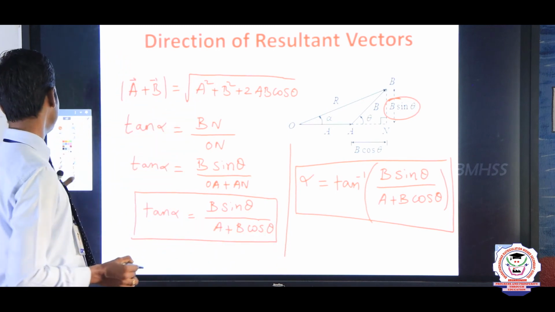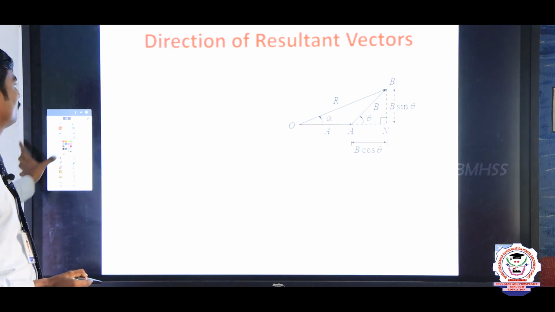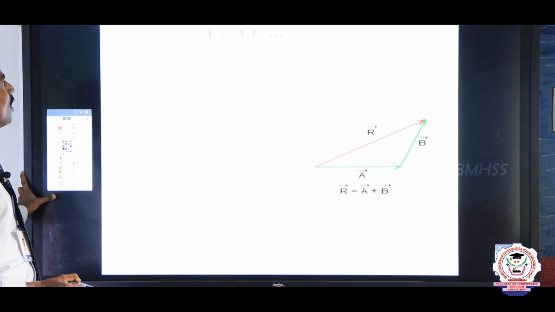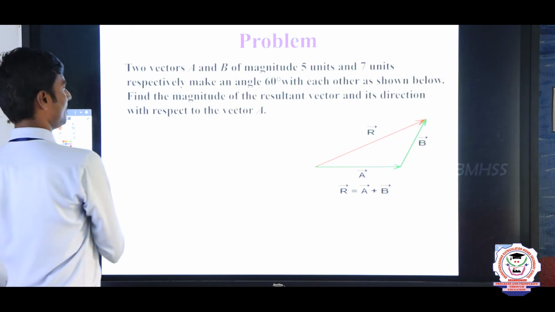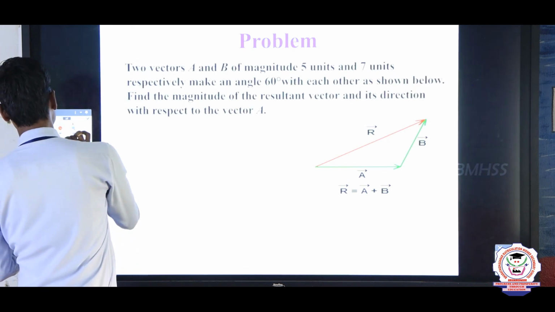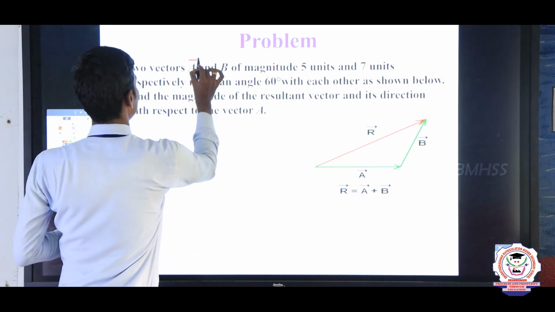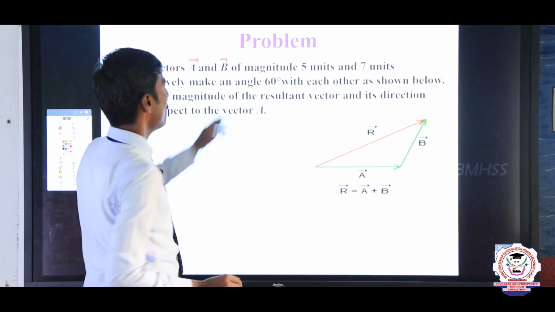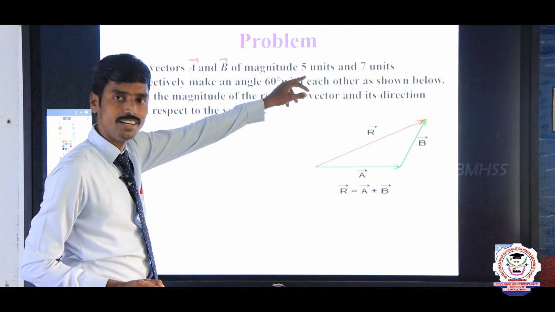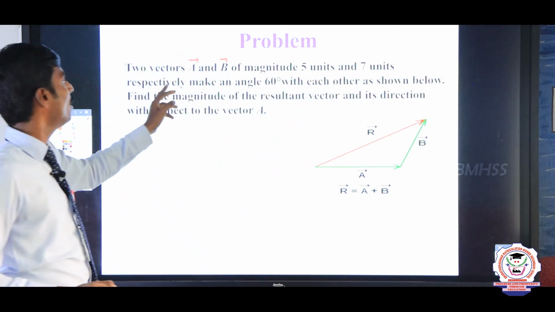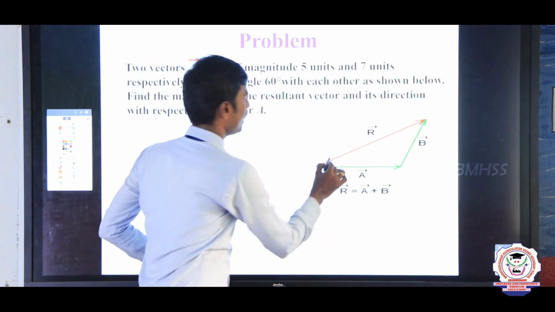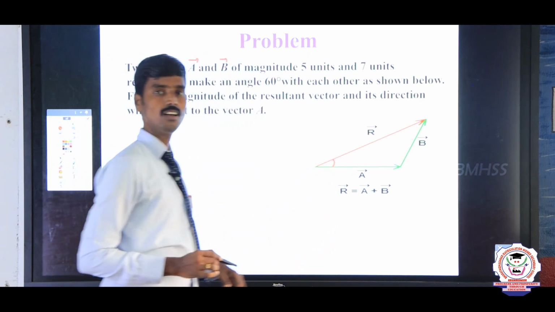Okay, see, this is a very important problem. Next one. Let us consider two vectors, a vector and b vector. This one is a vector, this one is b vector. Magnitude of a vector is 5 units and magnitude of b vector is 7 units. Here they make an angle of 60 degree.